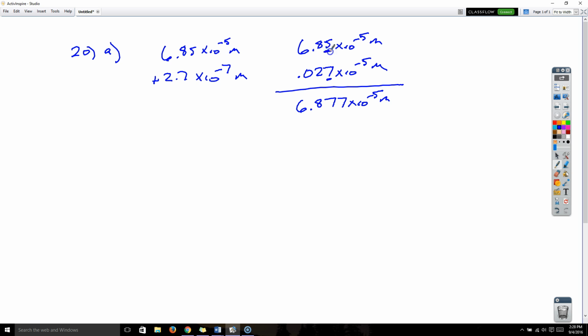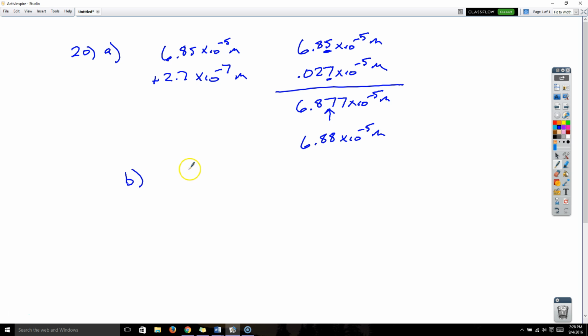But because we said we need to round to the place closest to the decimal, to the right of the decimal, with the number that has the smallest number of digits to the right of the decimal, I know that's really wordy, we're going to need to round to here. The 7 is going to round up because we've got a number that is greater than 5 there, so this will be 6.88 times 10 to the negative 5th meters. So that's letter A. Let's do the same thing with B.